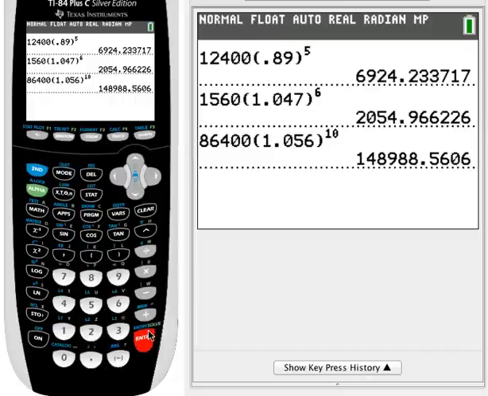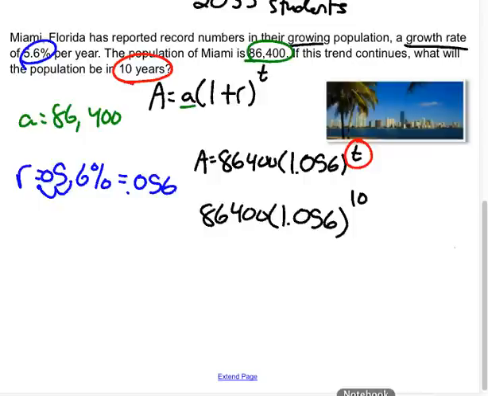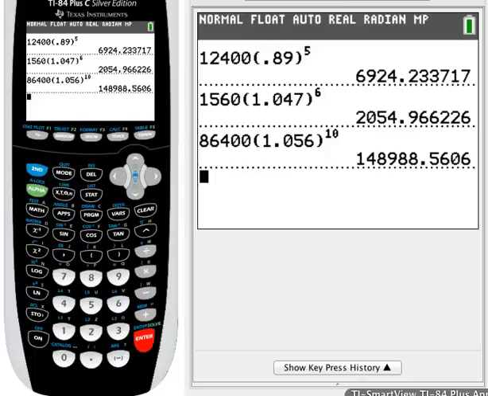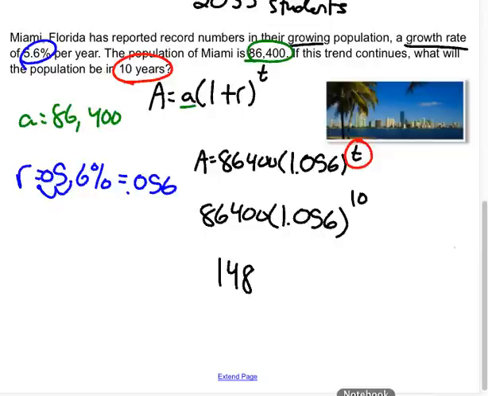All right, so again, we're talking about people. We're talking about a population. So we're going to round it to the nearest whole number. So we're going to have 148,989. 148,989 people will be living in Miami if that trend continues.